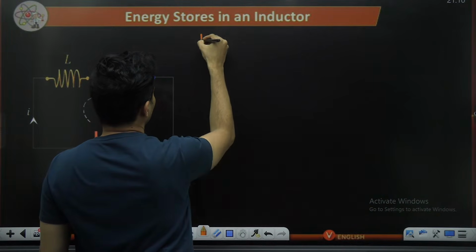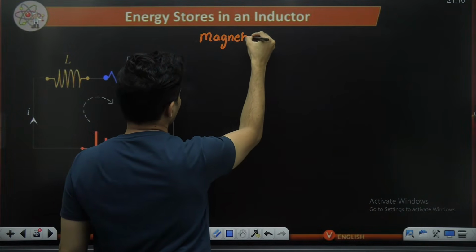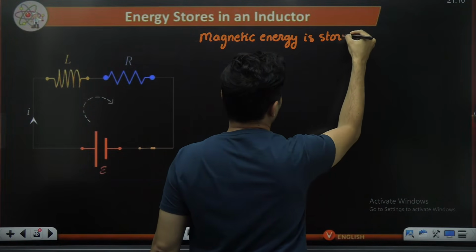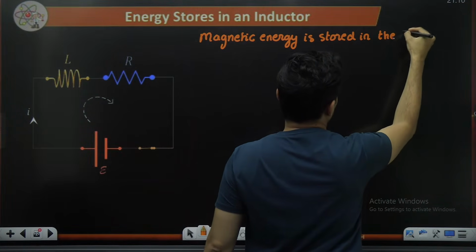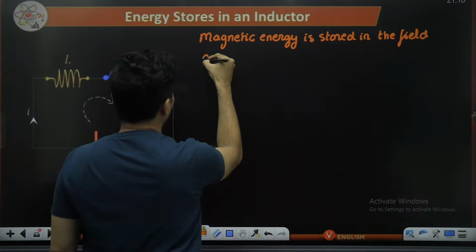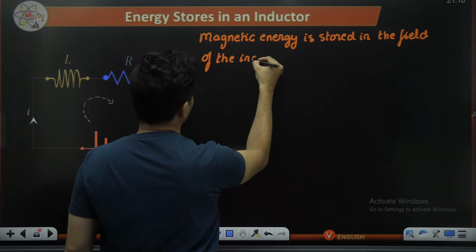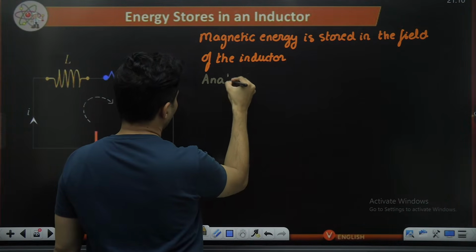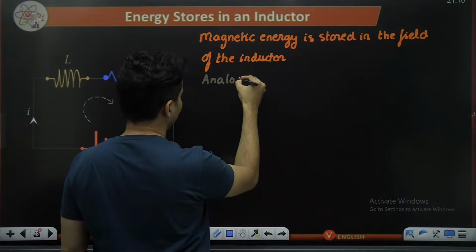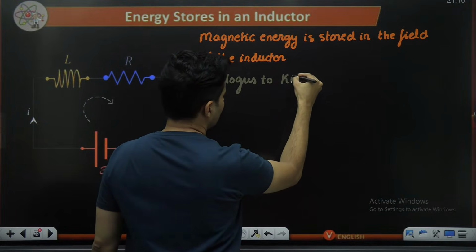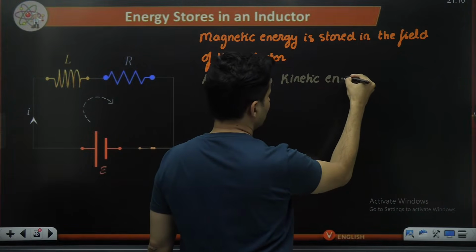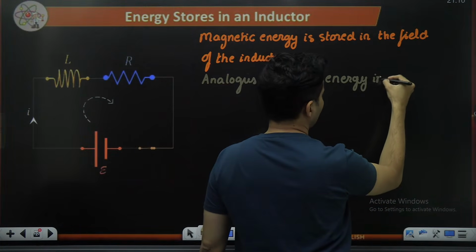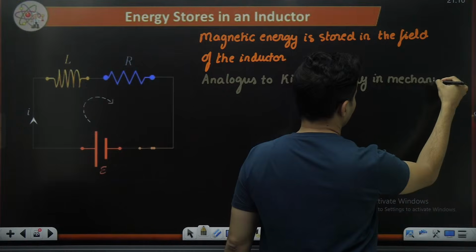So this magnetic energy is stored in the field of the inductor, and it is analogous to kinetic energy in mechanics.